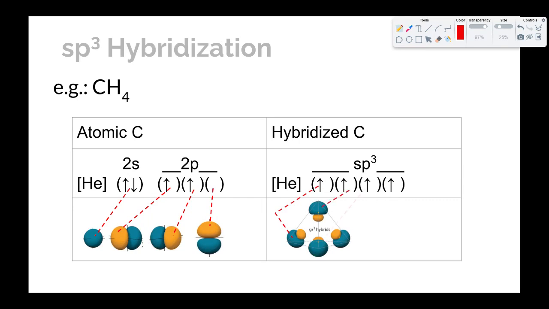So we get these four sp3 hybrid orbitals. They look just like an sp or an sp2, big lobe, small lobe, and that's where all the electrons go. Put them all together, and you can see that they all overlap, which allows bonding with an H here, here, here, and here, with great overlap for strong bonds.